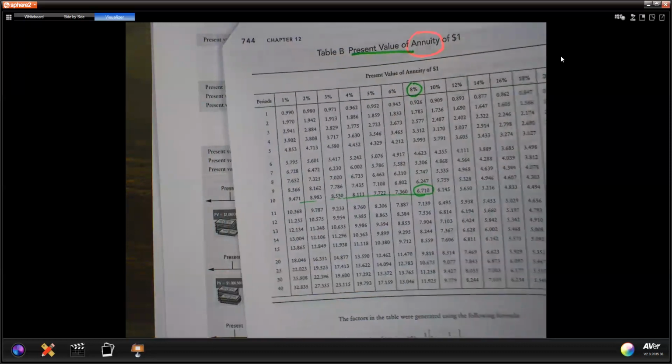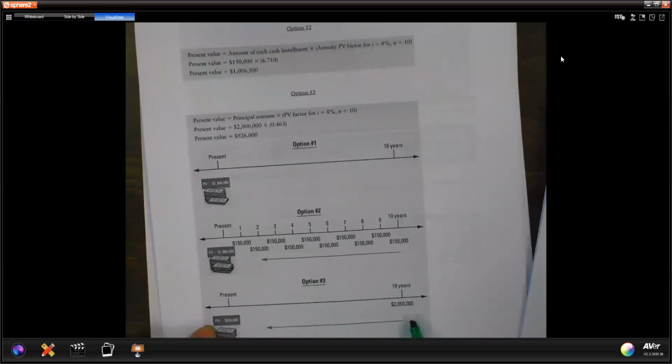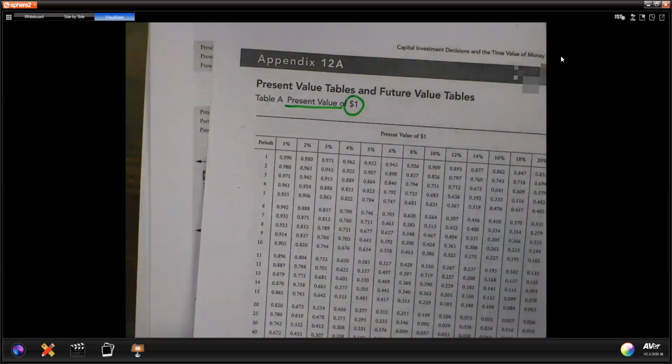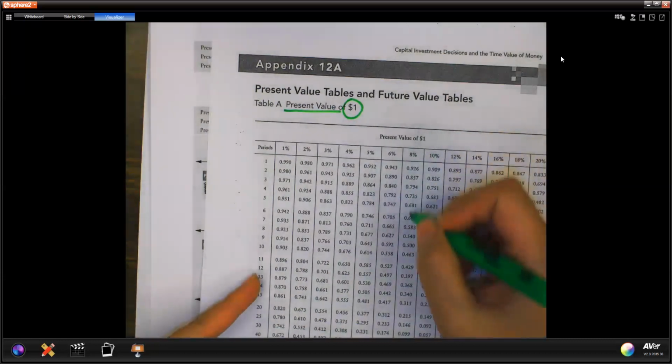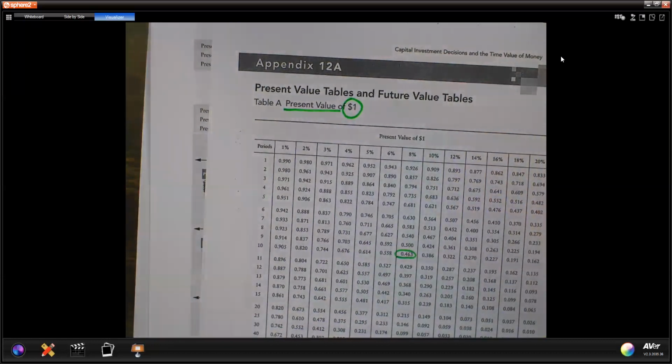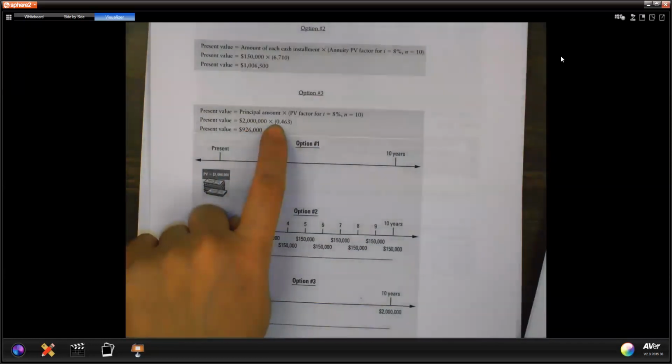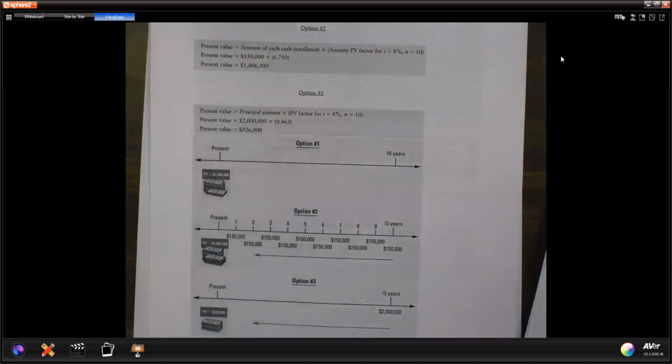The last one is you get 2 million, but you have to wait for 10 years. So it's just one time. You don't get 2 million every year, so it's not an annuity. You just get 2 million at the end of the 10th year. In that situation, you go to our table A, and 8%, you wait for 10 years, the discount factor is 0.463. So you use your 2 million times your discount factor 0.463. You get the present value is less than $1 million.